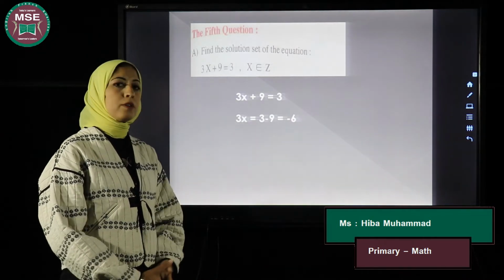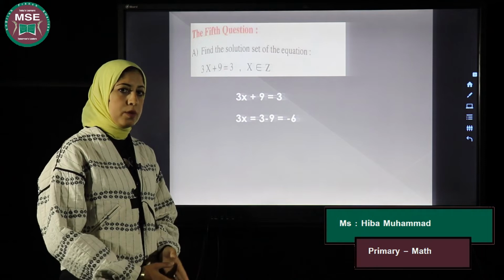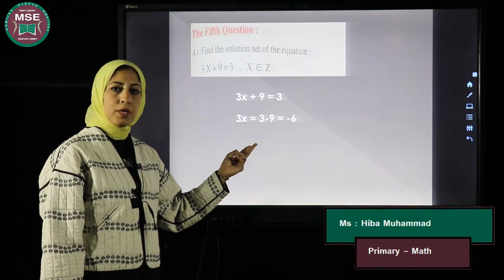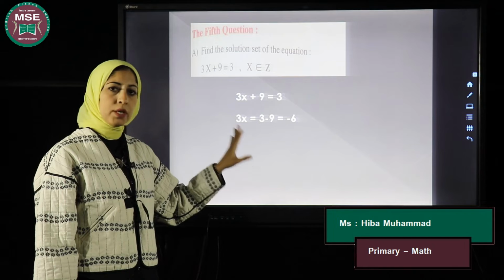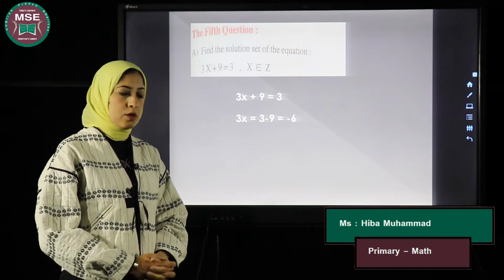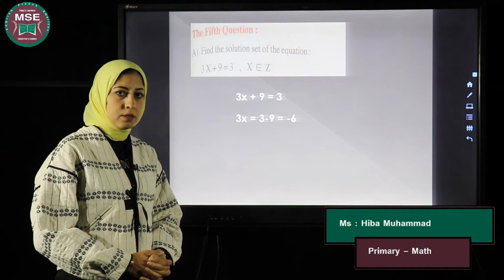It will go to the other side. 3 minus 9. I make 9 after 3. Don't write 9 minus 3. It can't be. Make 3 alone in its place after the equal. Then make it minus 9 equals negative 6.